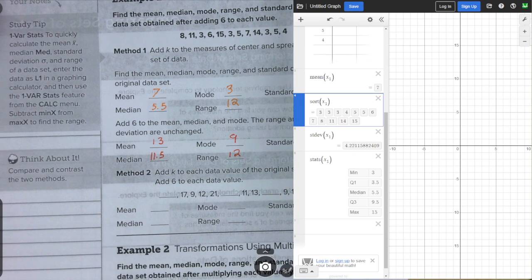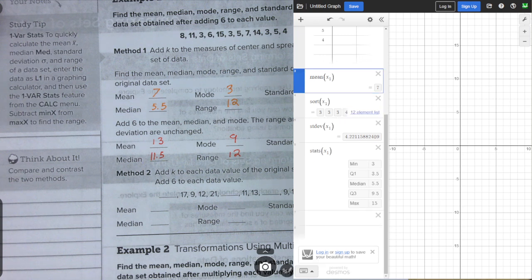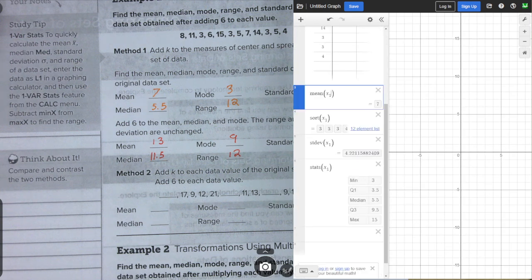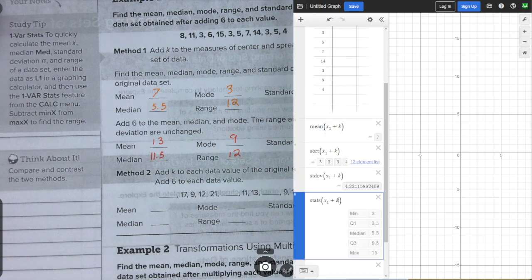Now it wants us to add k to each value of the data set and see what this does here. So what we can do now is I'm going to go to the mean. I'm going to write plus k. Our k value is still 0, so nothing's going to happen at first. Plus k, plus k, plus k, plus k. All right, nothing has changed.